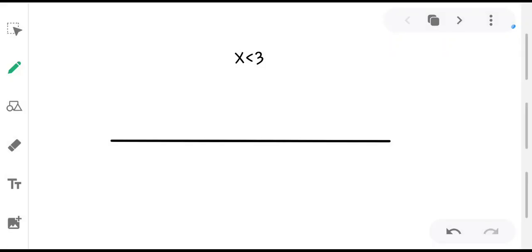Hey guys, so if you've been struggling on graphing inequalities on a number line, I have a couple of examples. So the first thing we want to look at is x is less than 3.